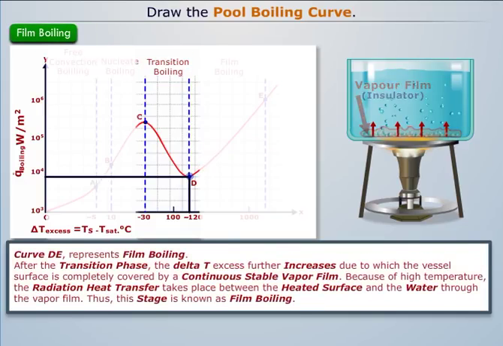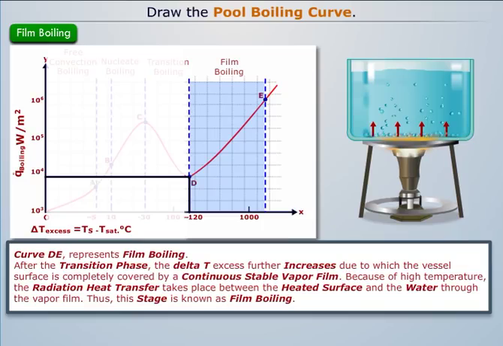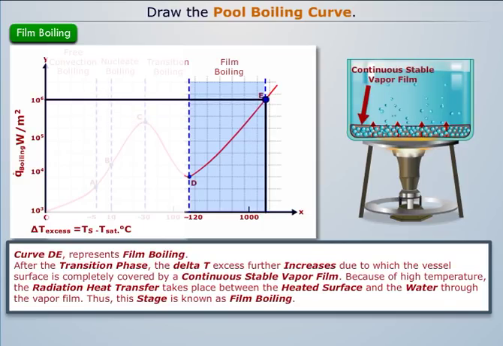Curve DE represents the stage film boiling. We see that after the transition phase, delta T excess further increases, due to which the vessel surface is completely covered by a continuous stable vapor film. Now, because of high temperature, radiation heat transfer takes place between the heated surface and the water through the vapor film. Thus, this stage is known as film boiling.